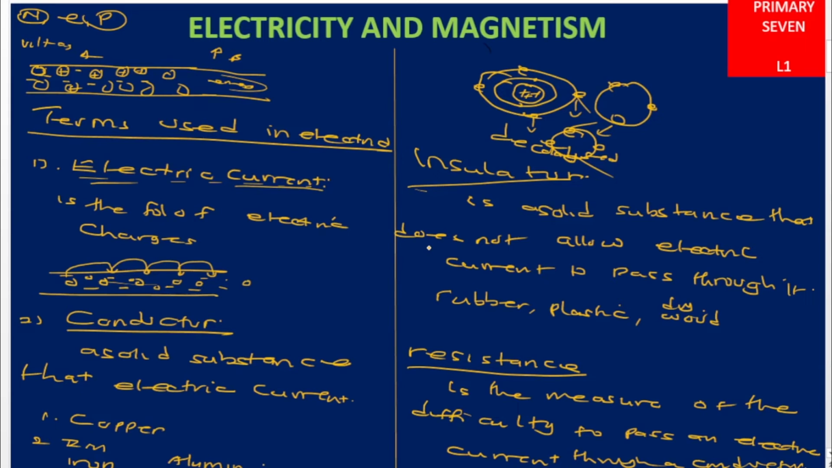Then resistance, that is when we see current is flowing, or when the charges are flowing, then they find it difficult to flow. Now, how much force? The force which is preventing them from flowing, that is what we call resistance. So resistance is the measure of difficulty to pass an electric current through a conductor.